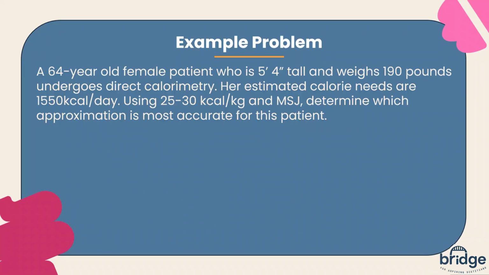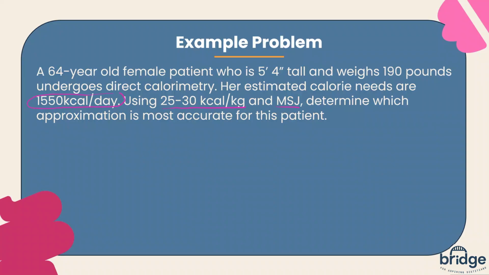Her estimated calorie needs are 1,550 calories per day, using 25 to 30 kcals per kilogram and MSJ. Determine which approximation is most accurate for this patient. What this problem wants you to do is compare 25 to 30 kcals per kg and MSJ to the actual needs that this patient has from direct calorimetry. Pause it, try using kcals per kg, try MSJ, and I'll be here to walk you through it.